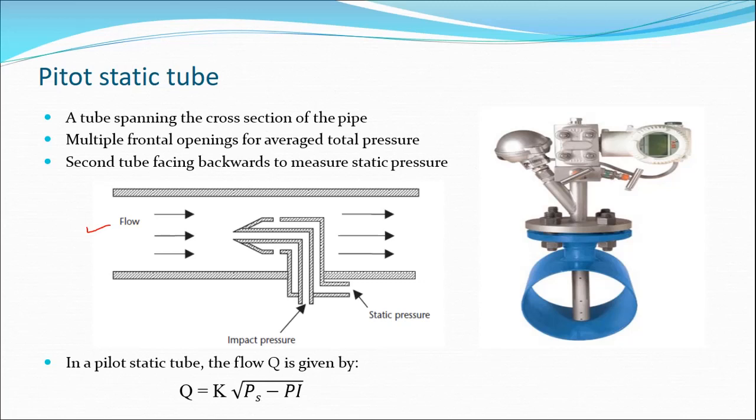So in a pitot static tube, the flow Q is given by Q is equal to K under root of Ps minus Pi, where K is a constant, Ps is the total pressure, and Pi is the impact pressure.